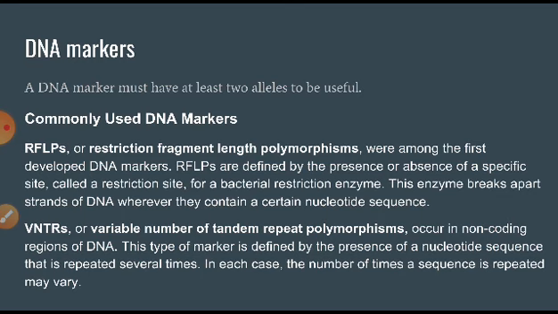Now we'll see something about DNA markers. A DNA marker must have at least 2 alleles to be useful. Commonly used DNA markers are RFLP, which we call restriction fragment length polymorphism, among the first DNA markers to be developed. Next is the VNTRs, or variable number of tandem repeat polymorphism, right? It occurs in non-coding regions of the DNA. So like that, these different markers are used to identify that particular location or the differences in those genes.